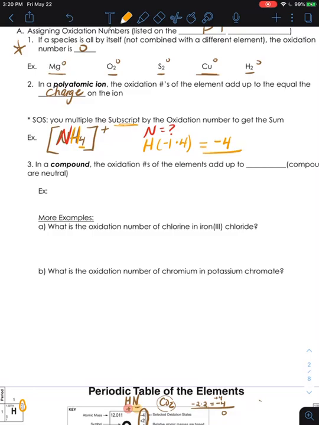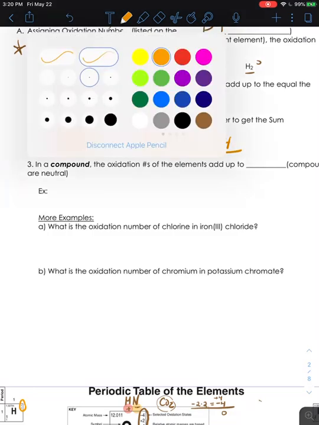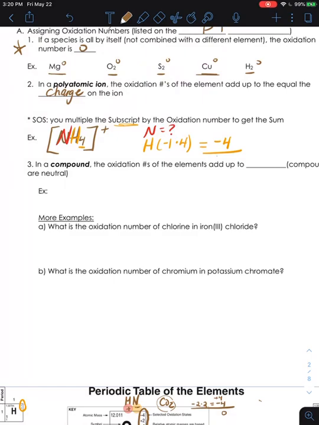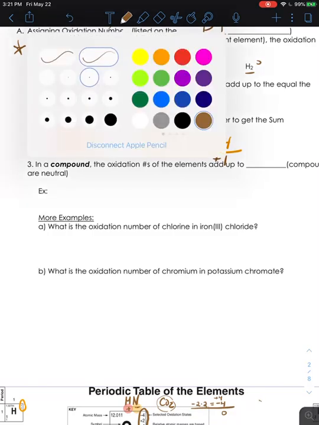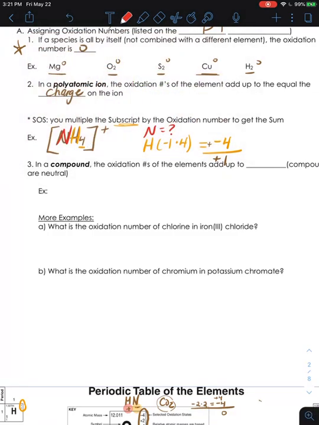Now our sum in total, the charge on that is supposed to be a +1. So work backwards. What plus -4 makes for a +1? So once we do that, we figure out that +5 minus 4 makes for a +1. So we have solved for the oxidation number of a species that had way, way too many.